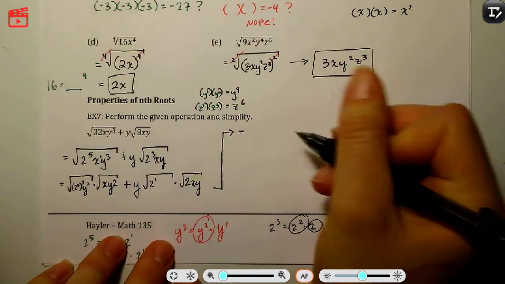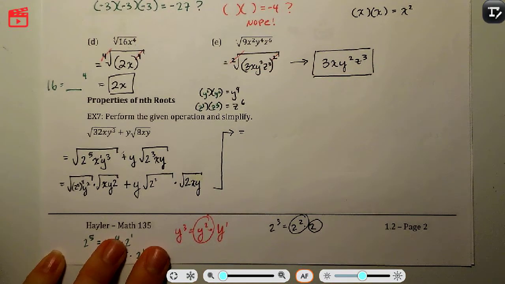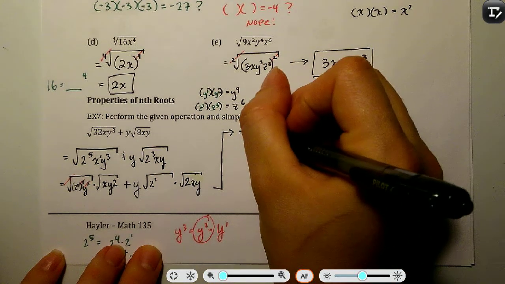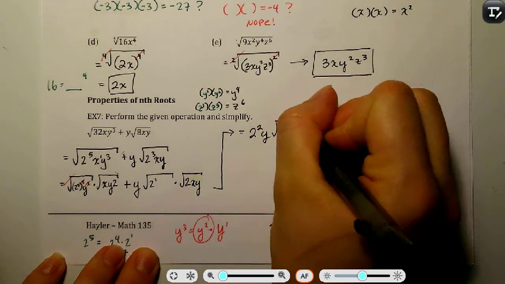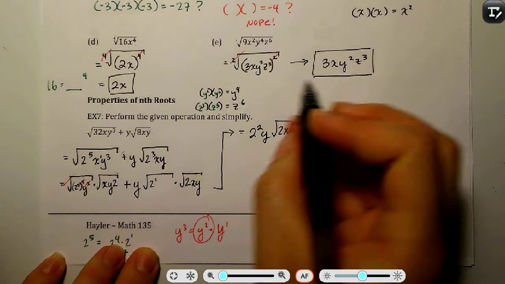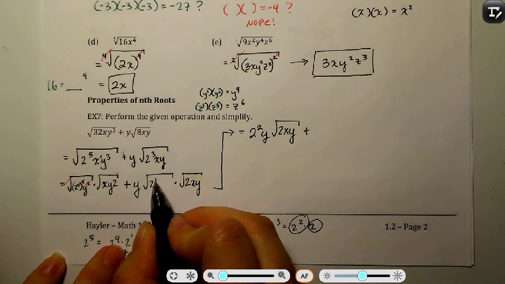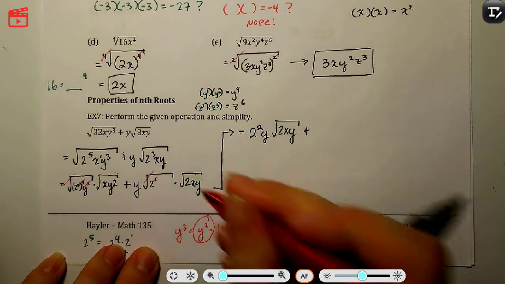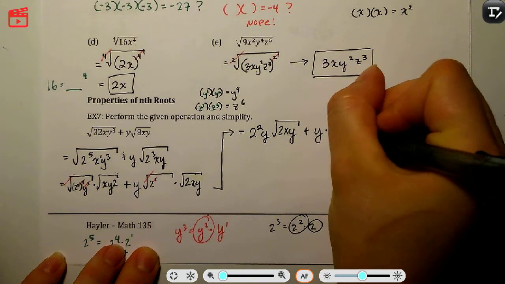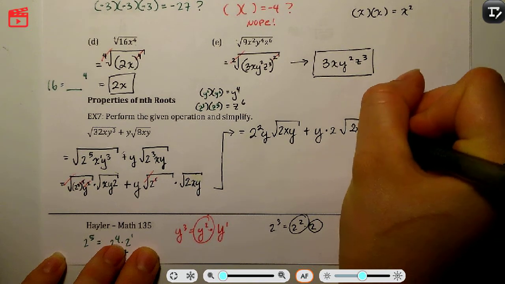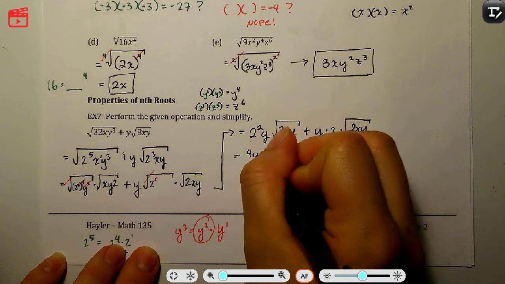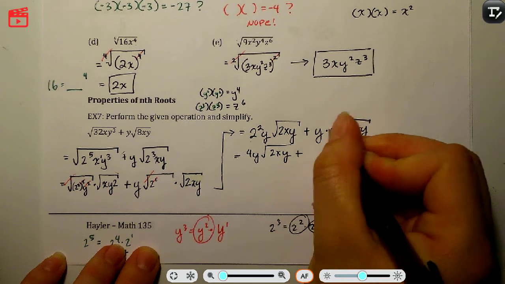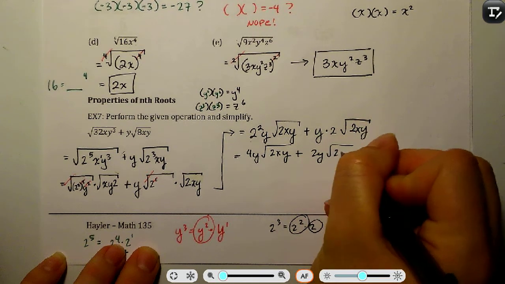Okay, so here we go. Let's rewrite this. So the perfect square parts, those are going to go ahead and cancel, and now they're out of the radical. They're free. Okay, 2 squared y. And this is all stuck in the radical still. And then we can simplify the 2 squared. So then we have y times 2, and then times square root of 2xy. Let's clean this up a little bit. 2 squared is going to be 4y square root of 2xy, plus 2y square root of 2xy.